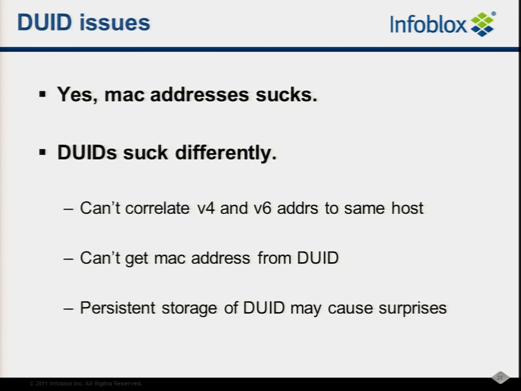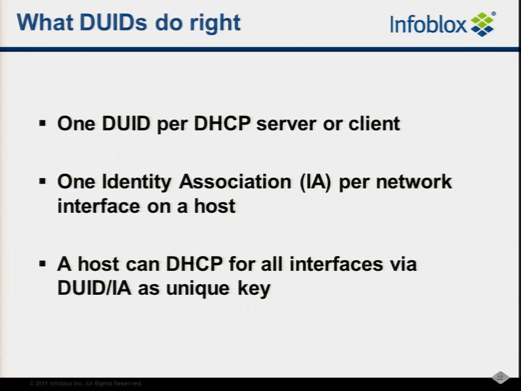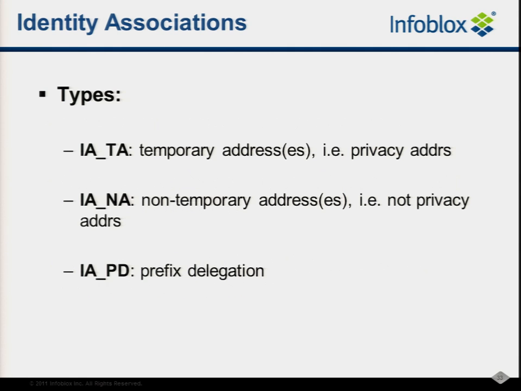If you then ghost that machine, you ghost the DUID. And it's the same thing as a duplicate MAC address. The things that it does right, it's unique, client and server. You identify the interfaces with an identity association. Every network card will have an identity association. The pairing of a DUID and that IA is what makes a unique identity for that client in DHCP.